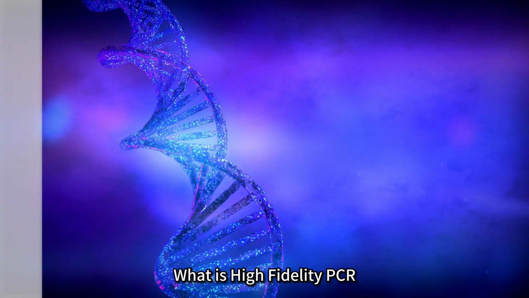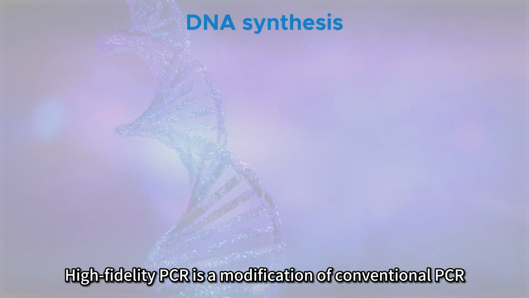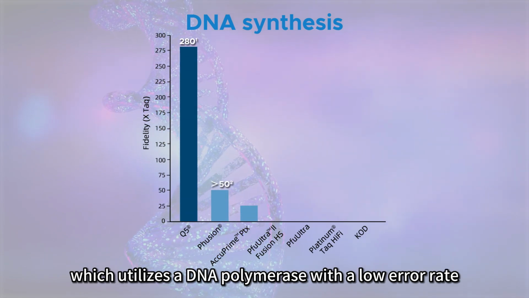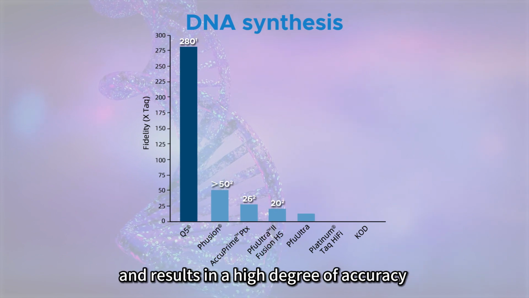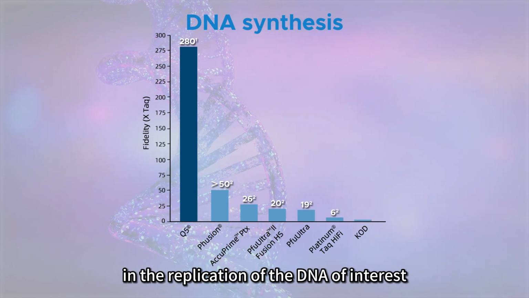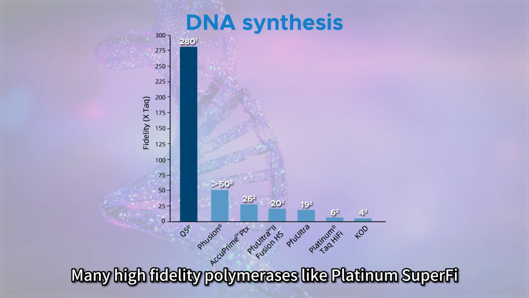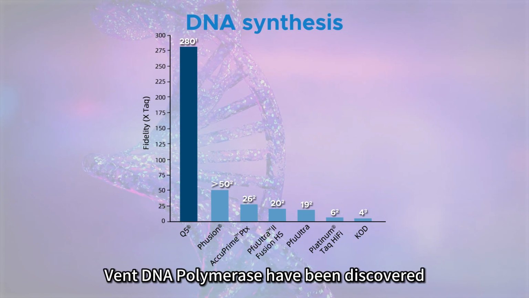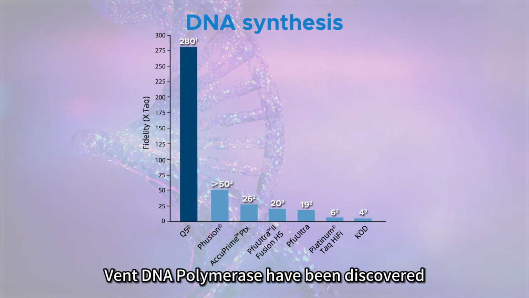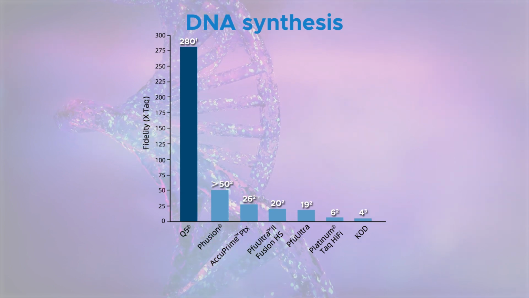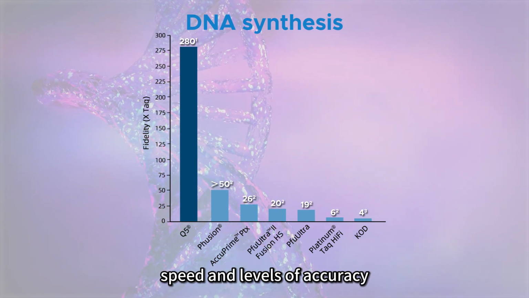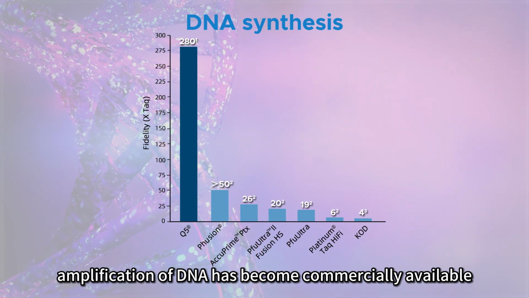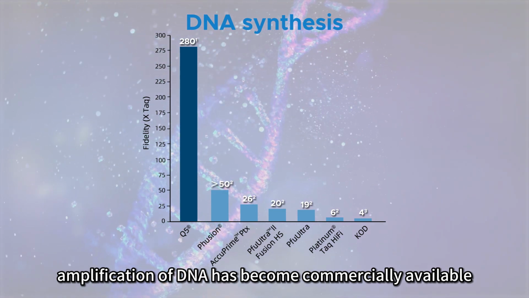What is high-fidelity PCR? High-fidelity PCR is a modification of conventional PCR, which utilizes a DNA polymerase with a low error rate and results in a high degree of accuracy in the replication of DNA of interest. Many high-fidelity polymerases like Platinum SuperFi, Pfu, and Vent DNA polymerase have been discovered. They have different processivity, speed, and levels of accuracy. A new generation of high-fidelity enzymes for PCR amplification of DNA has become commercially available.